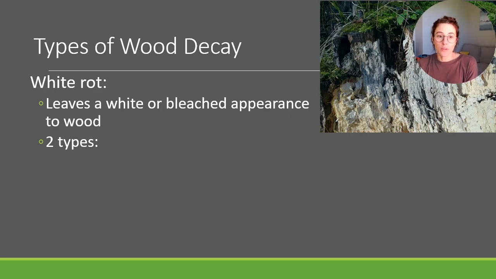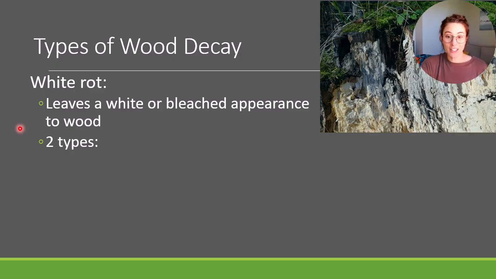So white rot, we have, oh my goodness, white bleached appearance to the wood. I say this all the time. Scientists, we're not very creative people. We tend to name things what it looks like. And this will become very apparent when we do our wood decay identification, because you'll start to notice that a lot of the common names of wood decay fungi kind of are telling you key identifiable characteristics of that fungi. So white rot leaves behind a white or bleached appearance to the wood.